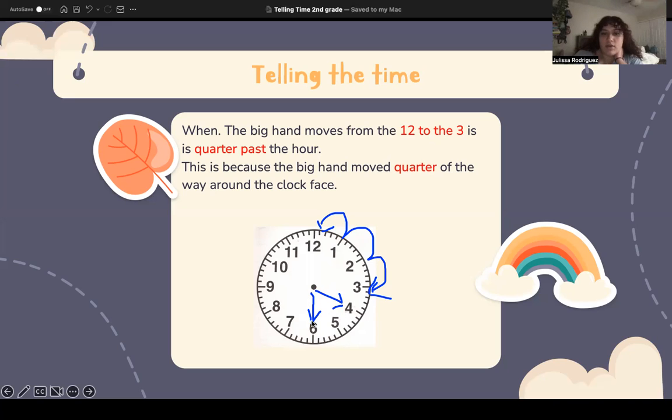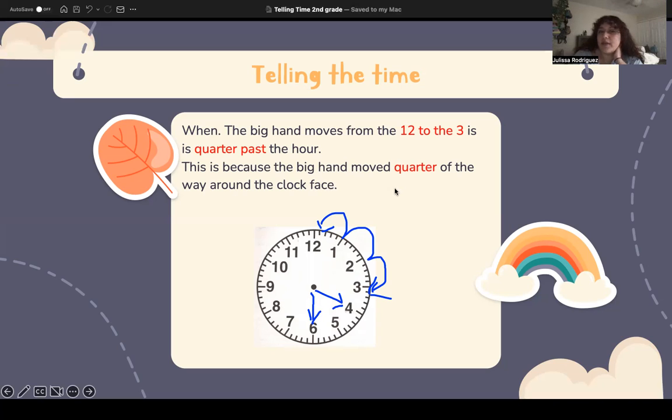This is another example: the big hand is on the 6 and the little hand is on the 4. So it's 4:30. And 30 is the second quarter of an hour. Because the first quarter is 15, and the next quarter is 30. So it indicates 4:30.